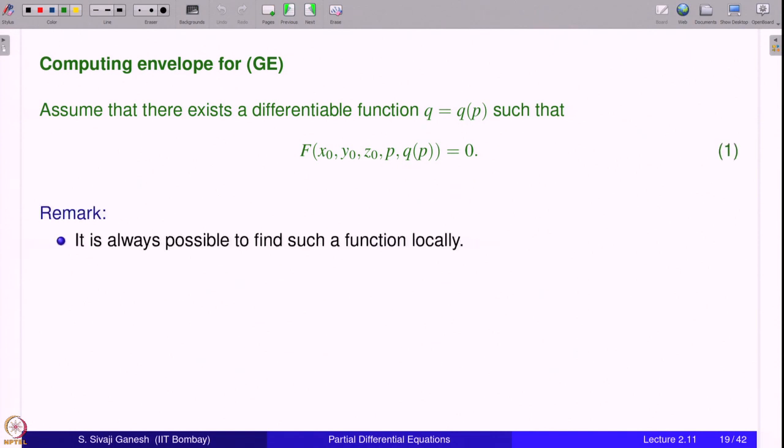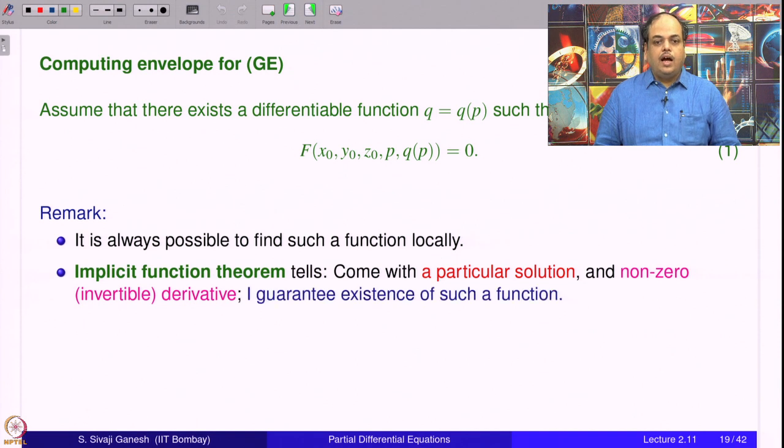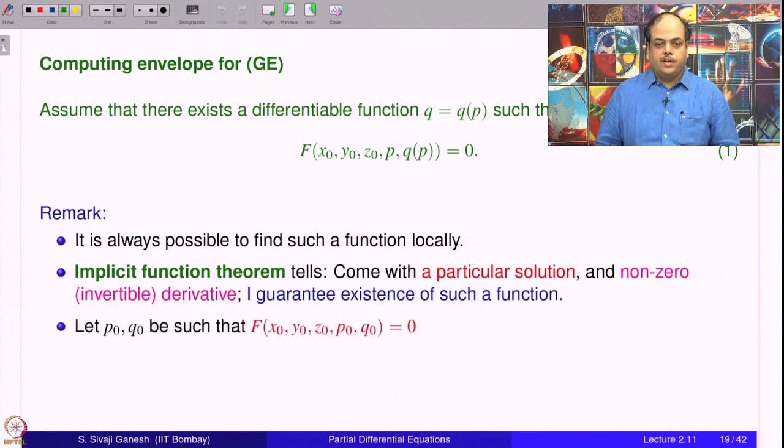Question: is it possible? It is always possible to find such a function locally. The implicit function theorem tells you: come with a particular solution and a non-zero or invertible derivative, and I guarantee the existence of such a function. This is typically what the implicit function theorem says. Now, we go to the implicit function theorem with a particular solution, which means you first find a P0, Q0, real numbers, such that f of x naught, y naught, z naught, p naught, q naught is 0. That means we have the particular solution. Now, we need to see what is this non-zero derivative, and f_q at this point x naught, y naught, z naught, p naught, q naught is non-zero.